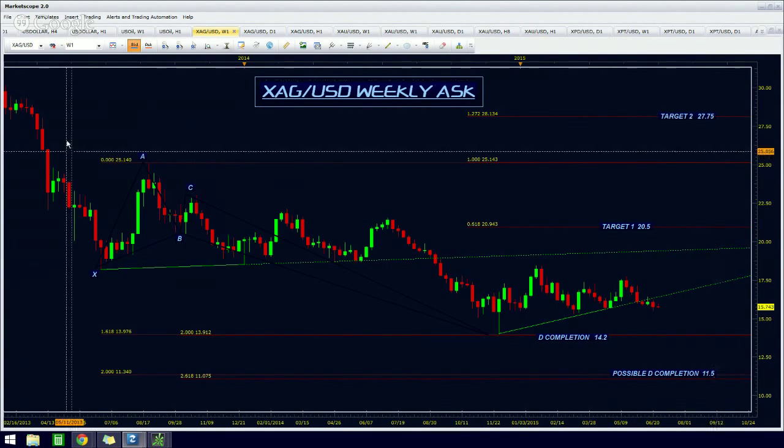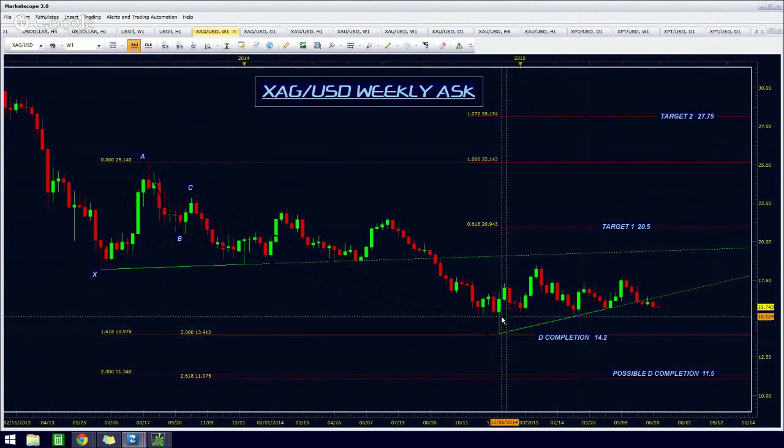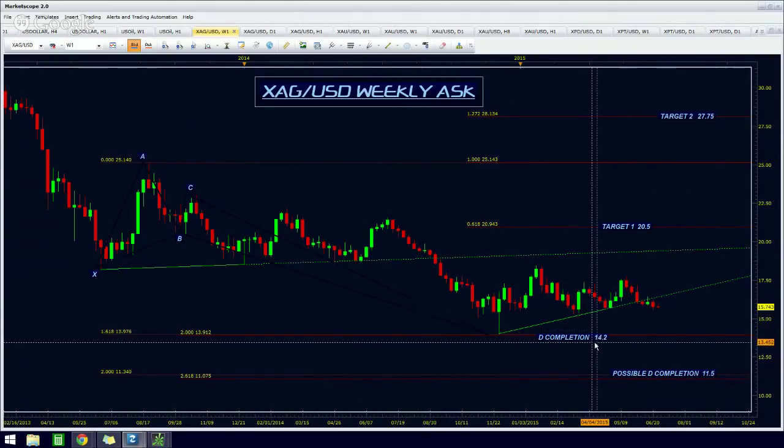And we had this completion here at 14.2. As we see, it was a very strong reversal after hitting this area here, which is near the 1.618. Always trying to use a nice round number, and obviously you don't want to just put three pips above the fib. You want to put a little extra on it to make sure you get it. So I decided 14.2 there.